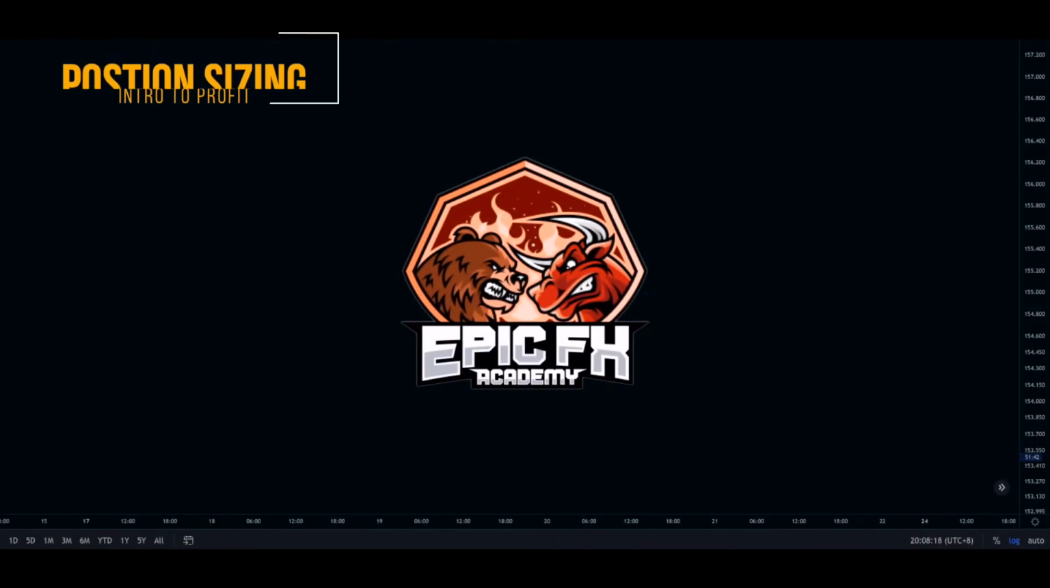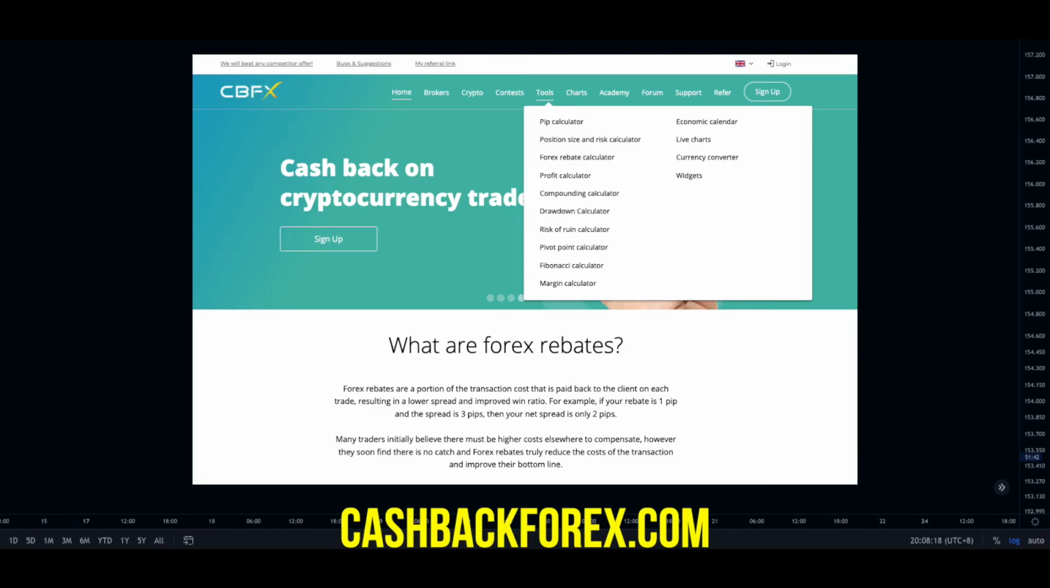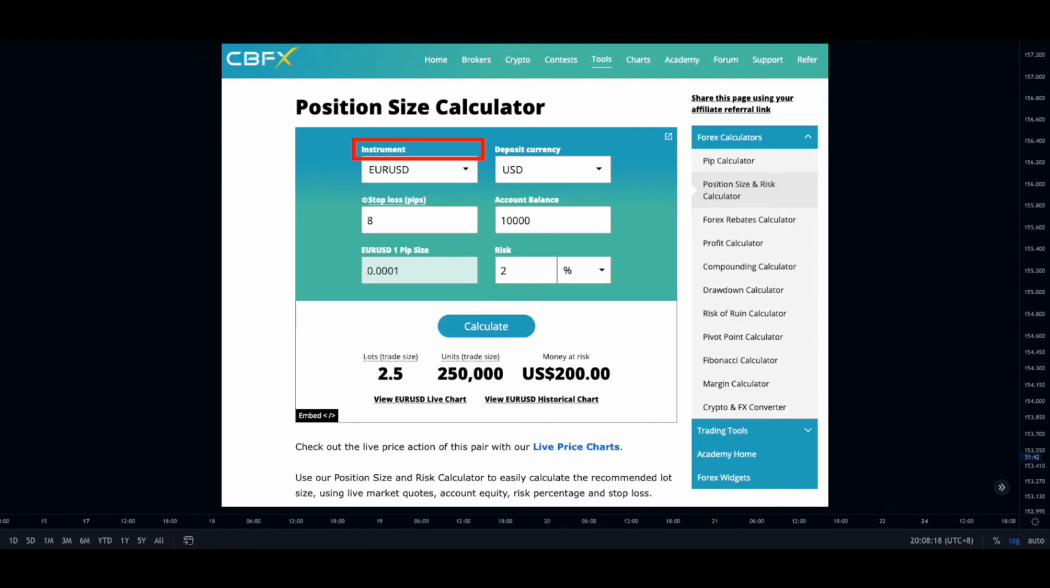Position sizing will dictate our transaction volume or lot size. There's many places to find a position size calculator, but I like to use cashbackforex.com. Under tools, they provide a nice position size calculator. We choose our instrument, and our currency is USD. Choose stop loss in pips and enter account balance. Lastly, we put our risk amount.